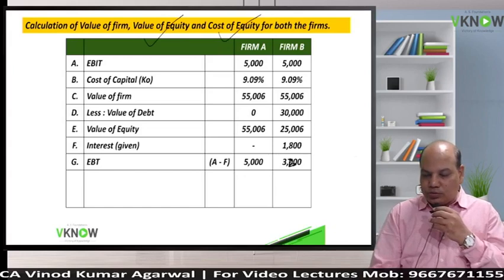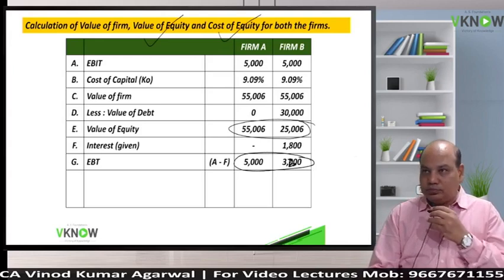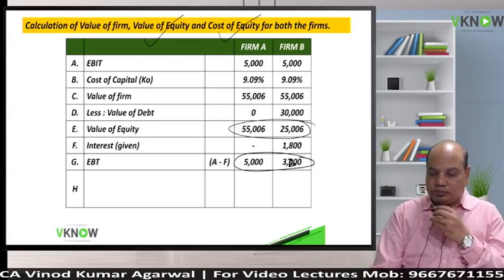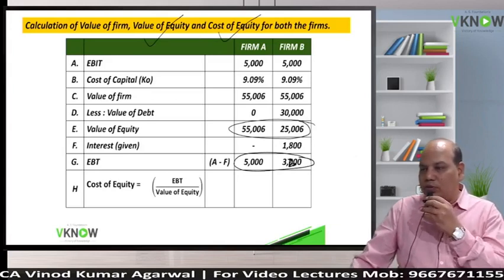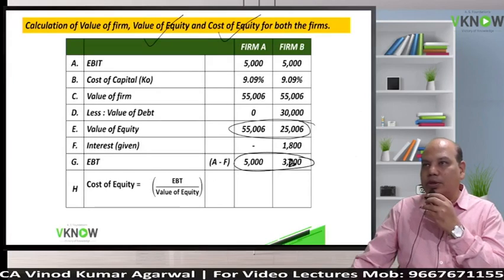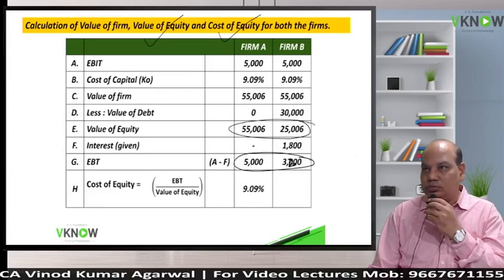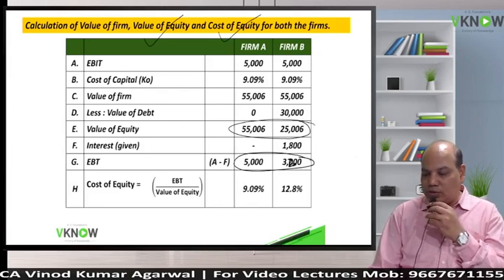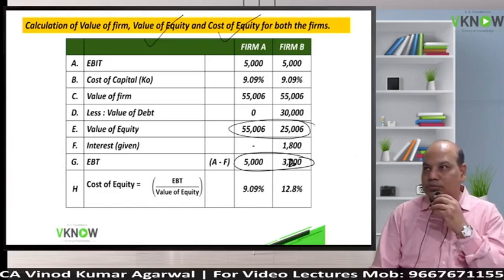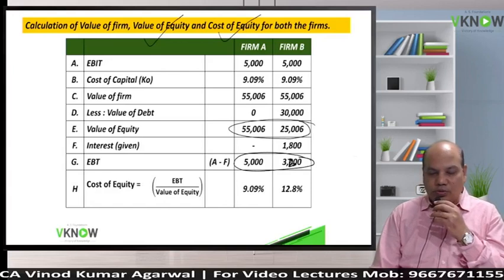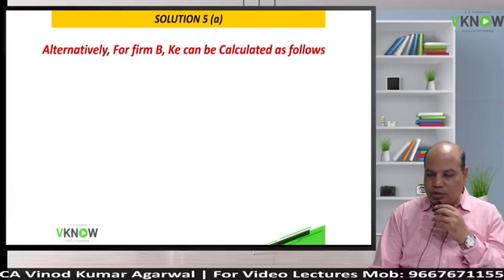How will you get cost of equity? EBT divide by value of equity. So write down cost of equity equal to, one more time write down the formula, EBT upon value of equity. 9.09%. Check. You will get the same result because there is no debt. And second column 12.8% is right.